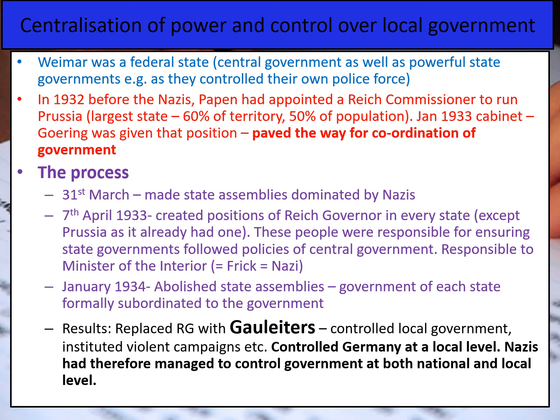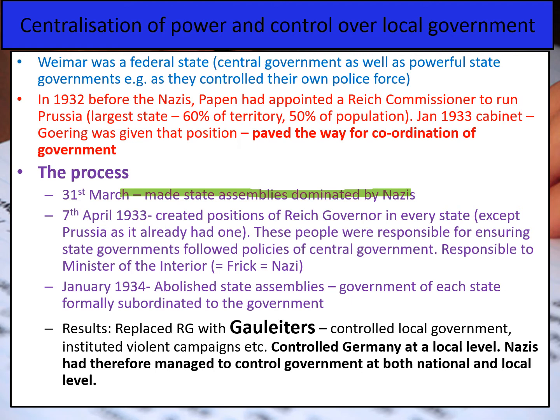So the first thing that they did was they basically inserted lots of Nazis into the state assemblies to make sure that they were controlling the conversation and make sure that they've got basically spies in there to see what people are saying about Nazis. So they're doing that very early on in March 1933.